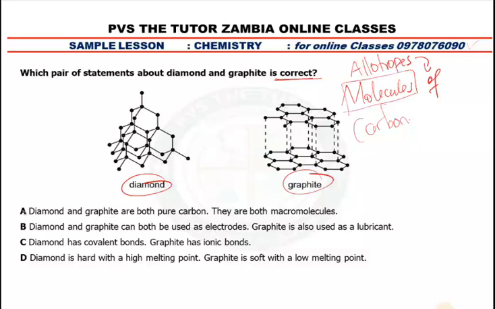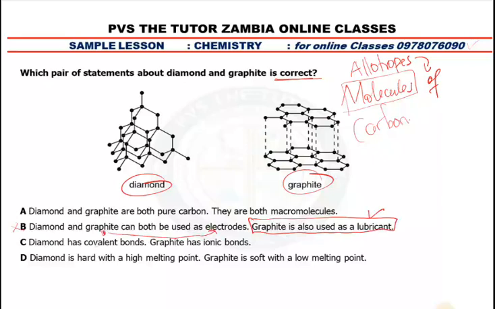All right, so A says diamond and graphite are both pure carbon. They are both macromolecules. B says diamond and graphite can both be used as electrodes. Graphite is also used as a lubricant. While this part is true, diamond and graphite cannot both be used as electrodes. Only graphite can be used as an electrode, not diamond. So this one's completely out.